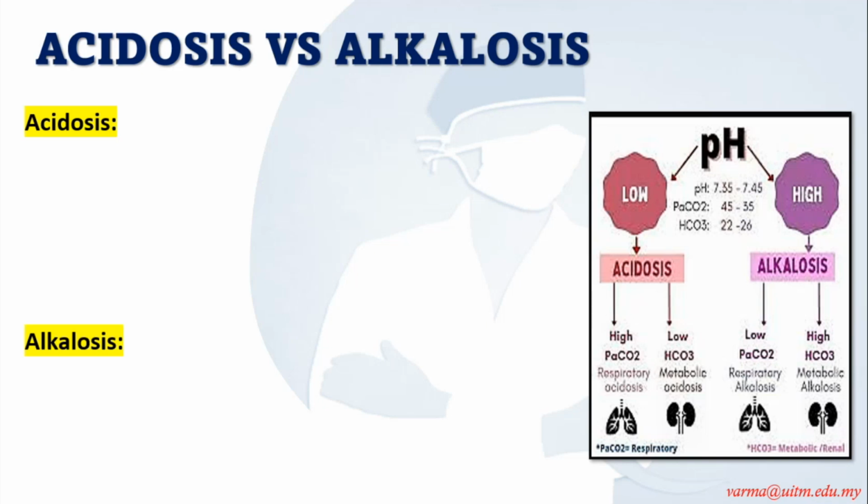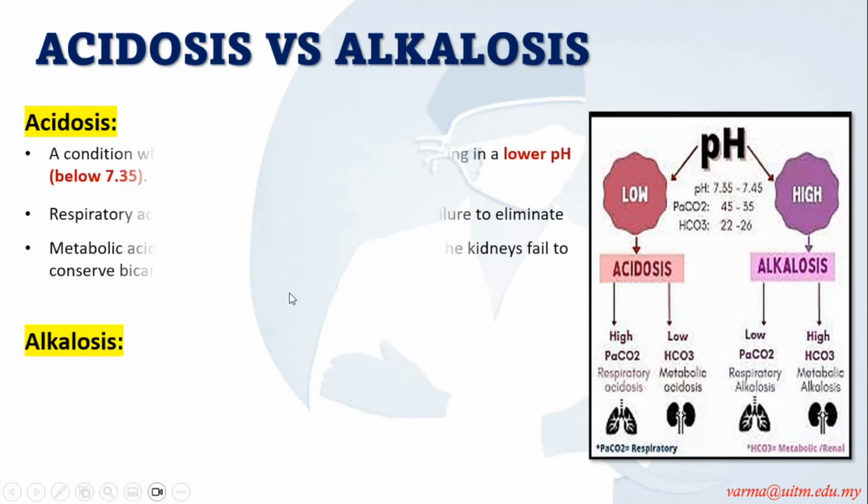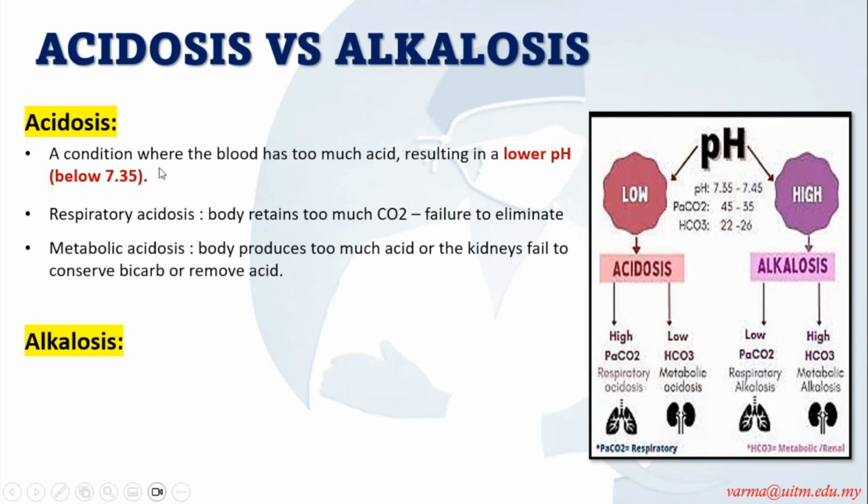So what is acidosis? What is alkalosis? You should be able to define this. This will sometimes be an opening question in Viva, or you can see it in a SAQ. The simple definition is: acidosis is a condition where blood has too much acid, resulting in a lower pH below 7.35. These are keywords. You have to mention that blood has too much acid, or at least mention lower pH below 7.35. This you must mention.